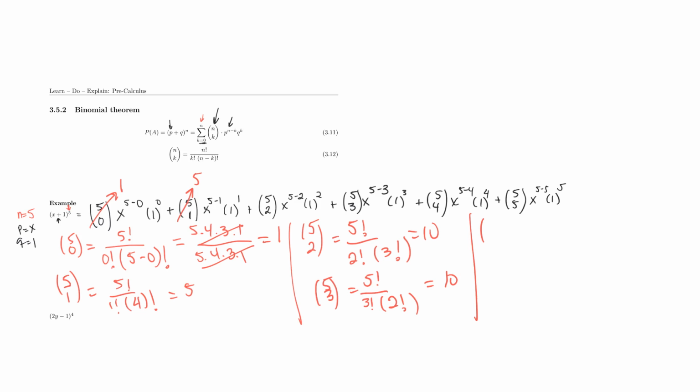And that is also 10. Next one, so let's start putting it here. So 10, 10. Next one, we have 5 choose 4. 5 choose 4 is equal to 5 factorial over 4 factorial times 1 factorial. And this will be equal to 5.